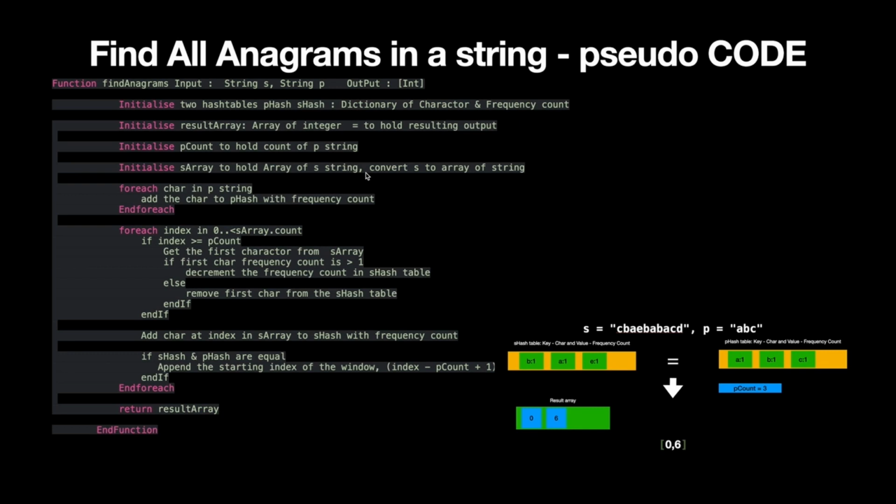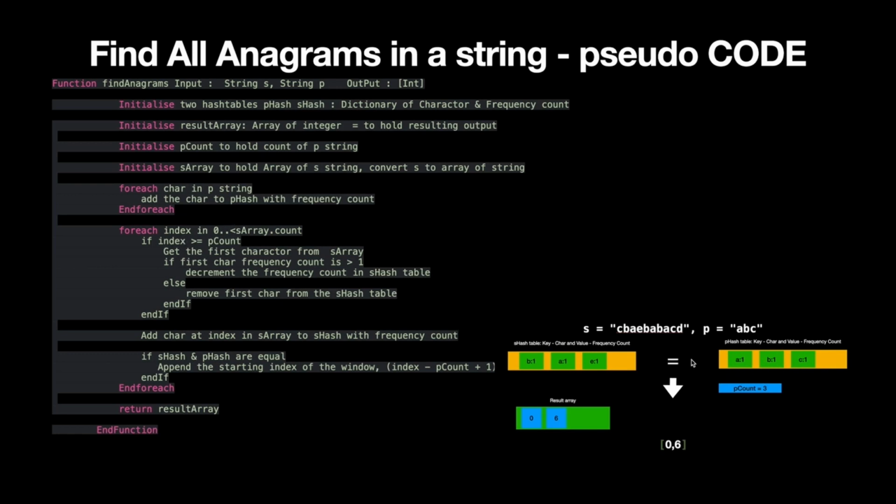And then in some programming languages, we cannot loop through strings, so you can convert your string to an array. So I have converted S into an array, S array, which will hold each character of this S string, right? So first, we update our P hash table with the characters of this P string. We'll loop through the P string for each character, and we will insert the character with its frequency count, like A, B, C, in the P hash table.